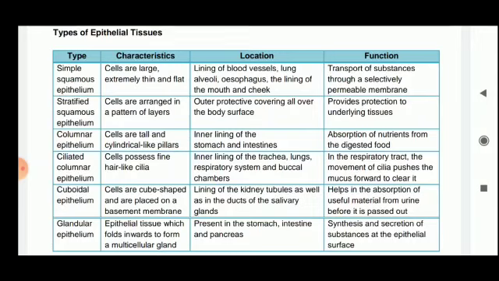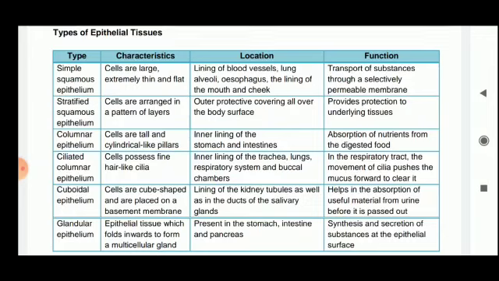And the third type is columnar. Their cells are tall and cylindrical like pillars, and they are located in the inner lining of the stomach and intestine, and the function is absorption of nutrition from the digested food.